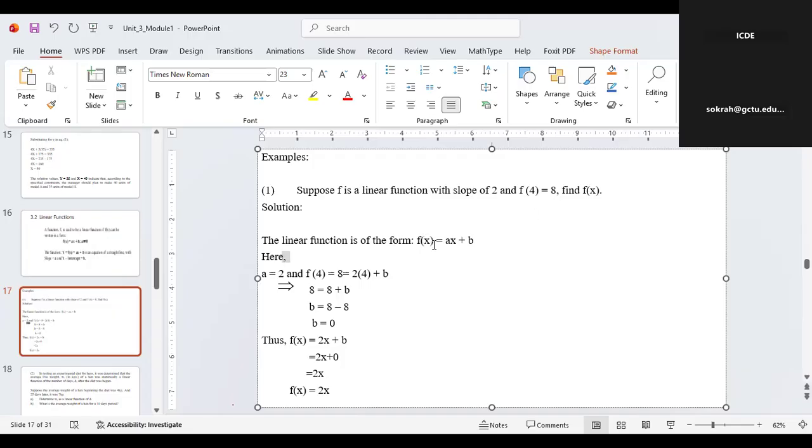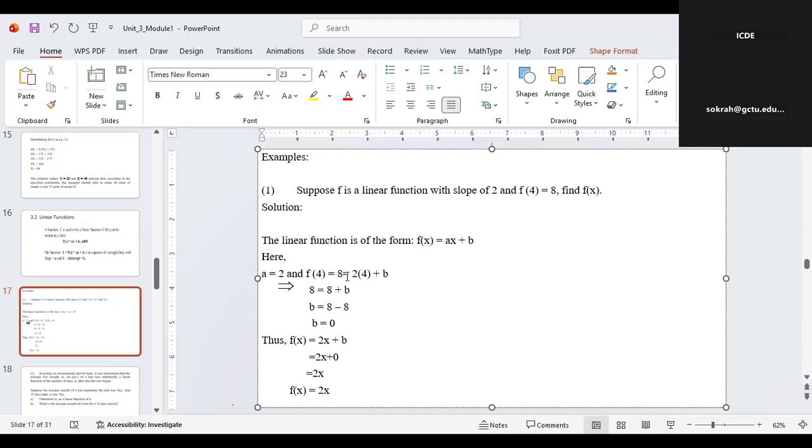At the initial stage, it means ax plus b is equal to 8. That is f of 4. We don't know f of x, but we know f of 4 to be 8. So ax plus b is equal to 8. That is what you must take note of. So a is the gradient or slope, that is 2, given by the question, and f of 4 has been given to be 8.